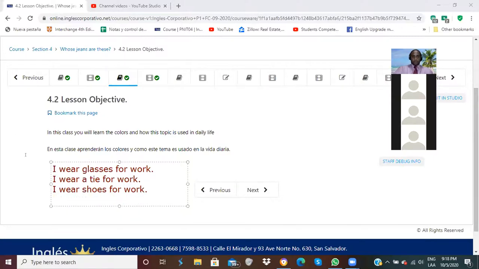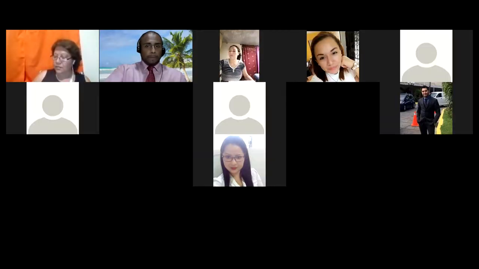Teacher, fíjese que nosotros en la práctica le pusimos he o she. Pero entonces ahí me pedía que le pusiéramos la S al... That's right. He wears a tie for work. Y es por tercera persona, teacher. That is correct. She wears a dress for work. Excellent. Any more questions? No. All right. Are you finished or do you need more time? More time. Okay, let's go.